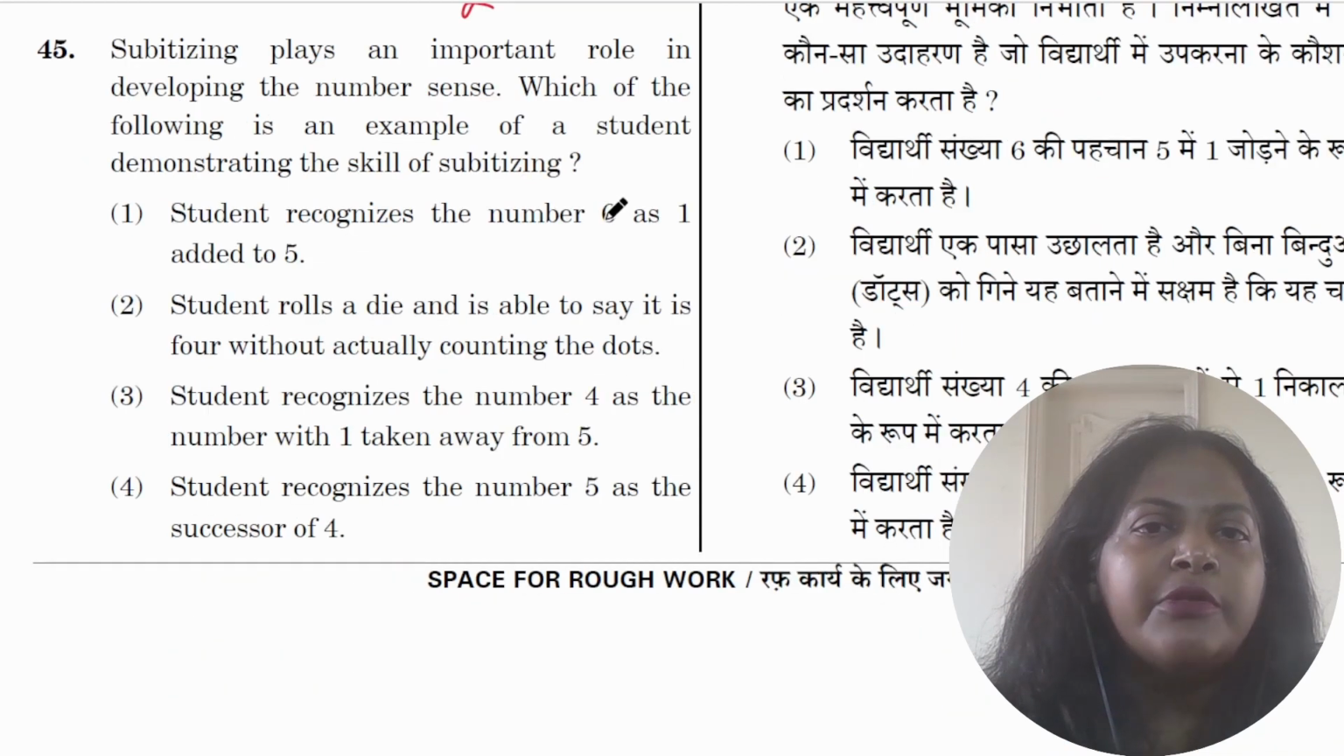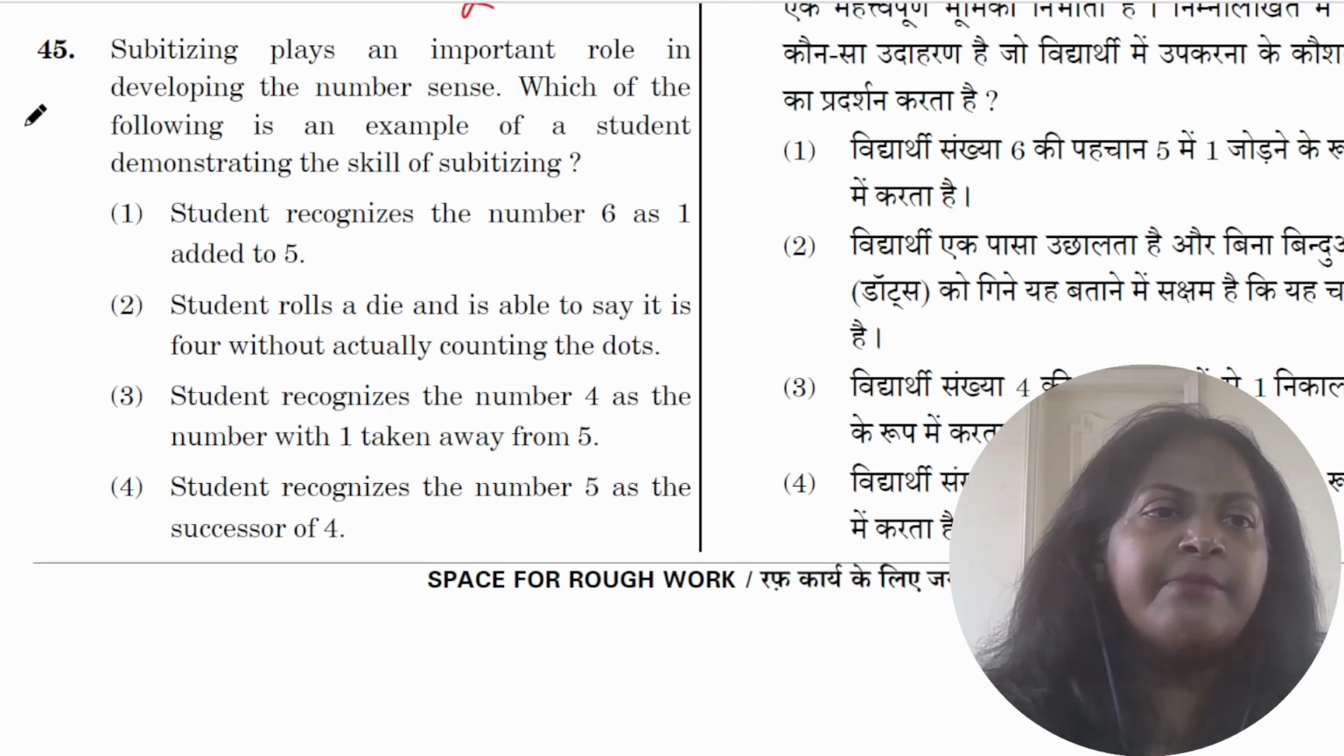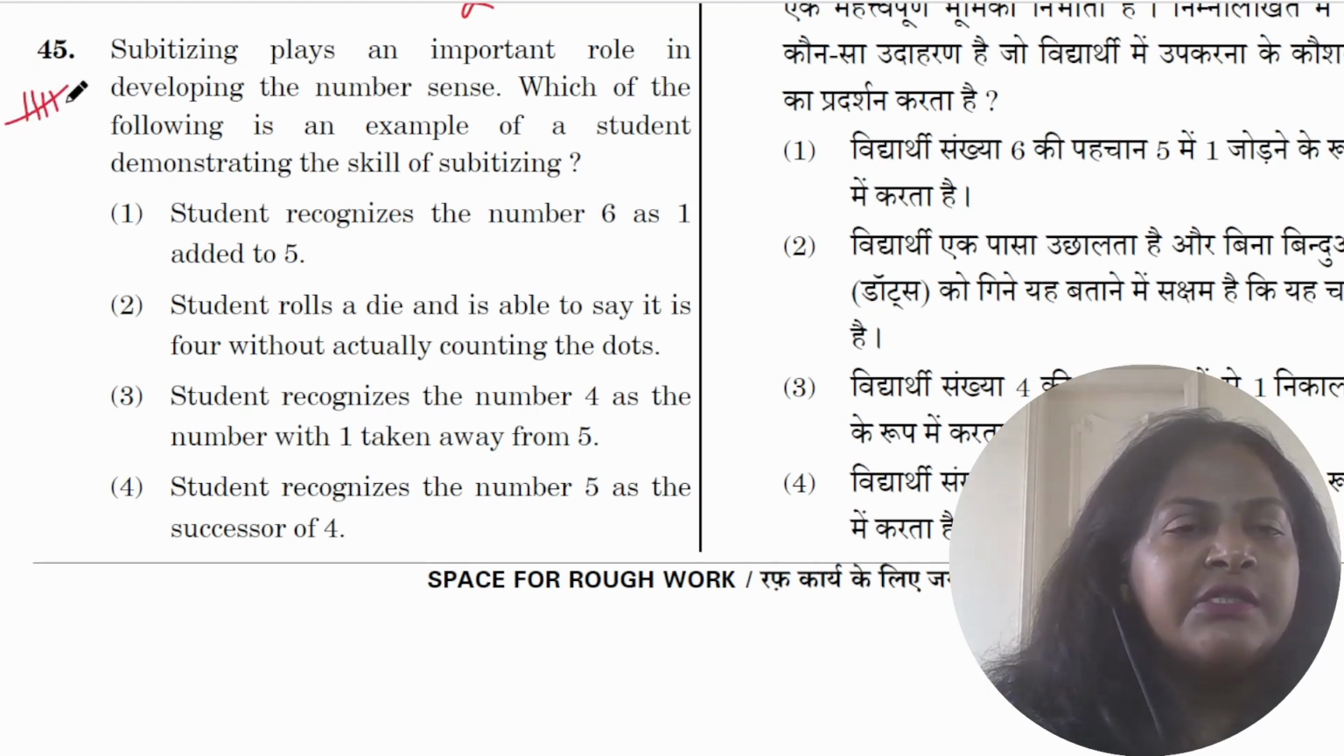Subitizing plays an important role in the development of number sense. Which of the following is an example of subitizing? Subitizing is when you use a certain pattern. For example, when you use tally, we use 1, 2, 3, 4, and then we just cross it.